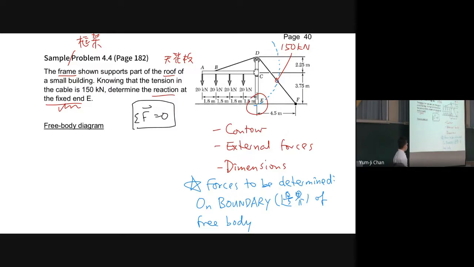Now let's draw the contour of the free body. We need the contour, so we need the rough shape of the free body. Okay, like this.